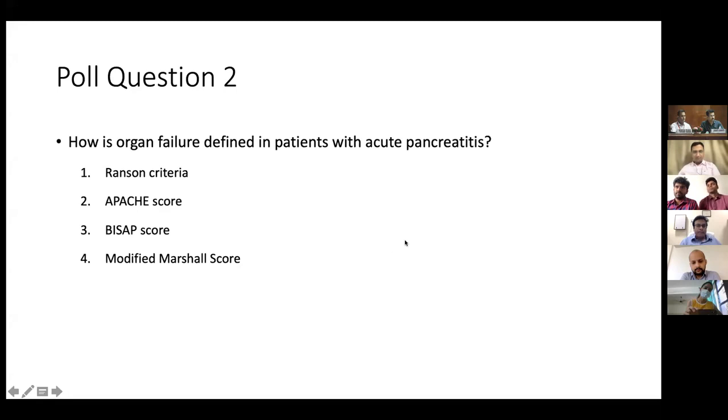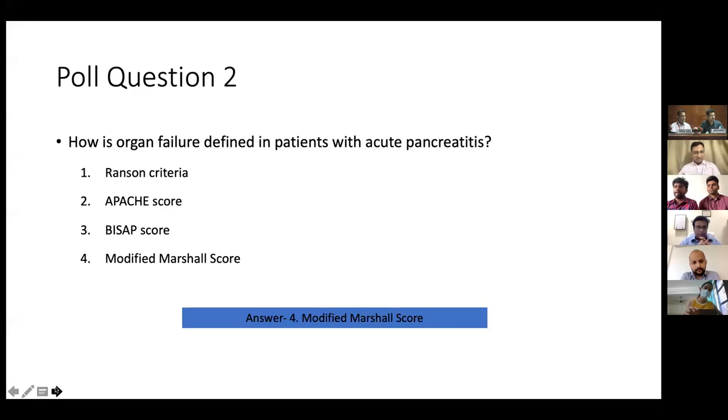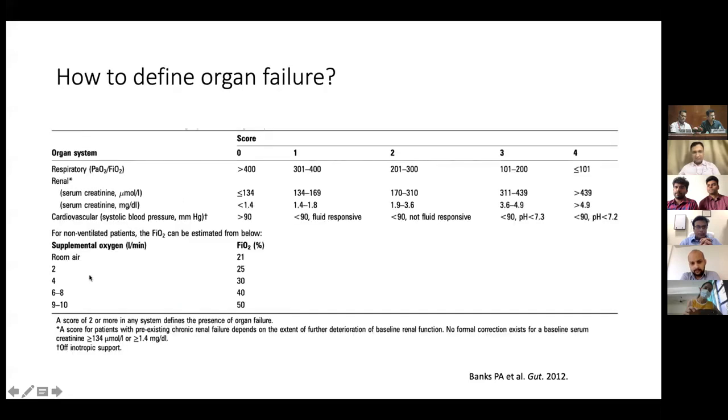Okay, so 65% said it's the modified Marshall score, 17% felt it was the Apache score, 10% felt it was the Ranson criteria, and 7% felt it was the BICEP score. So the correct answer is the modified Marshall score, which is used for severe organ failure as per the revised Atlanta classification. This is something that we use routinely in clinical practice, and everyone should be aware.